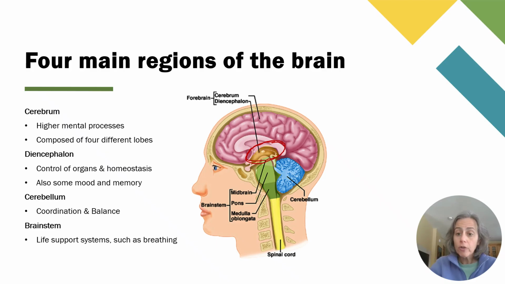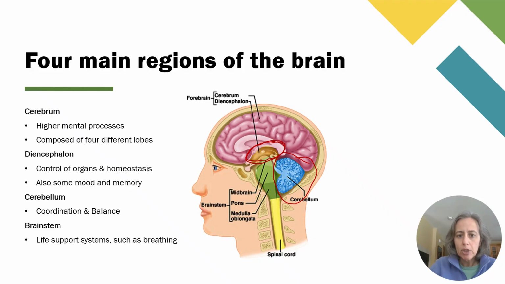The diencephalon also came from the prosencephalon, and it does some really important things like helping us maintain homeostasis and controlling lots of our inner organs. It's also responsible for some things that have to do with mood and memory and attention. So the diencephalon is pretty cool. The cerebellum, located on the posterior aspect here, you might recall that derived from the rhombencephalon, or the lowest part besides the spinal cord of that neural tube, and that's important for coordination and balance.